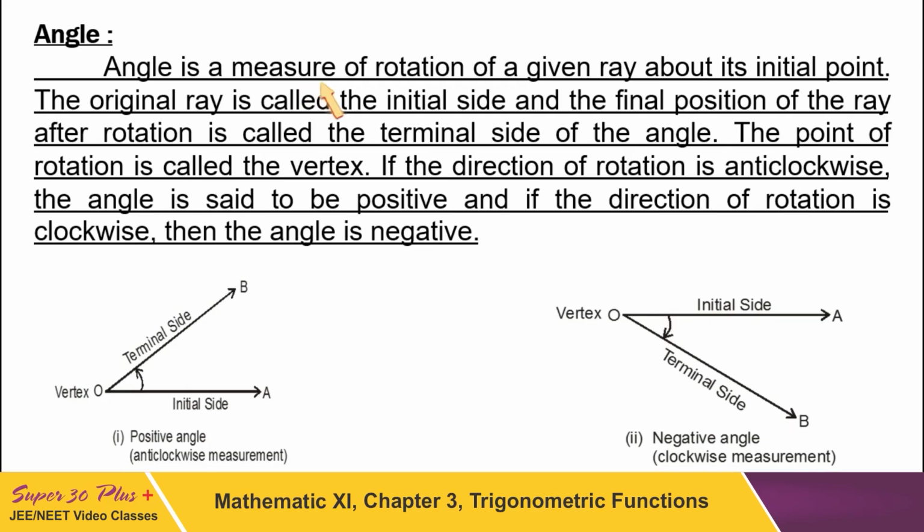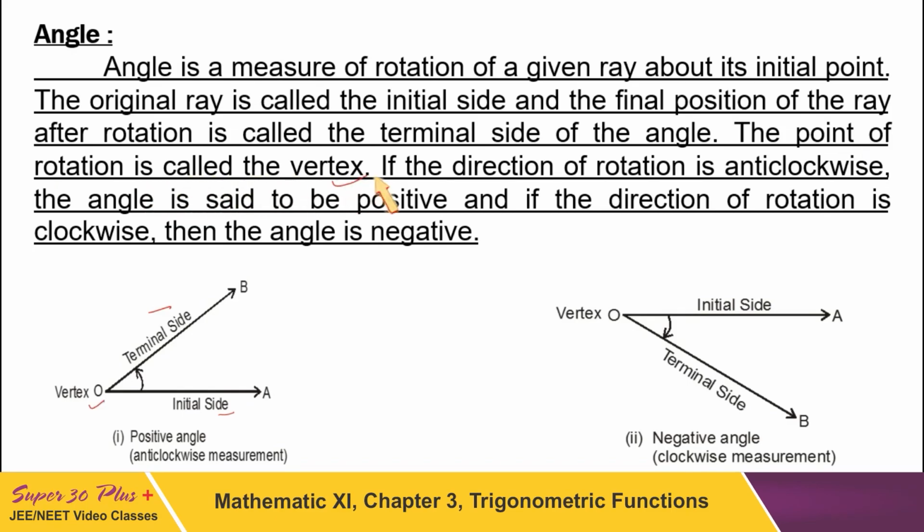An angle is a measure of rotation of a given ray about its initial point. The original ray is called the initial side, and the final position of the ray after rotation is called the terminal side of the angle. Here is the initial side and this is the terminal side. The point of rotation is called the vertex.